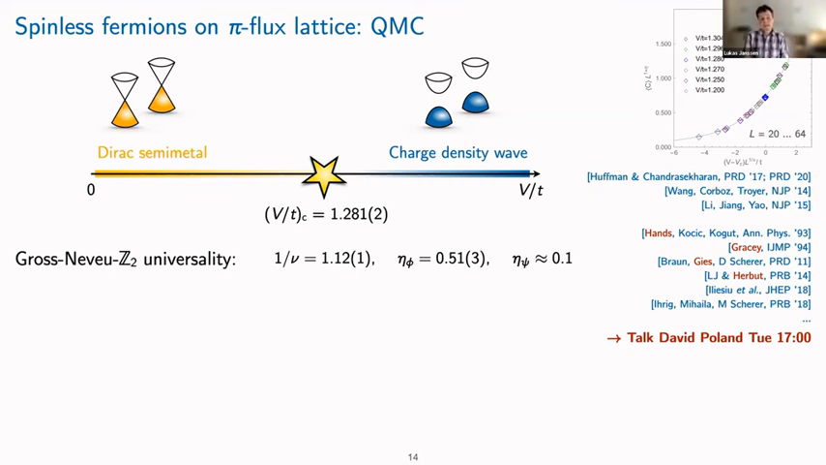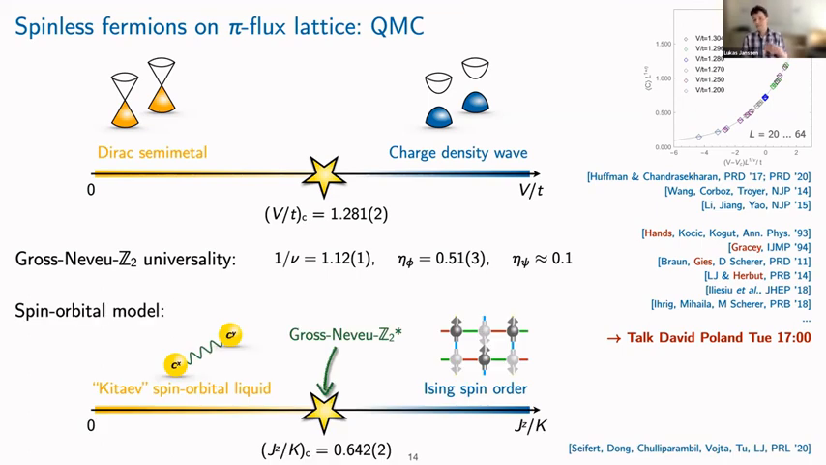So we can basically use these results to go back now to our Kitaev spin orbital model and map this fermionic theory, or fermionic phase diagram, back to the spin orbital phase diagram. And if we do that, we precisely get back the phases that we expected from the previous slide. So what's happening here is that this Dirac semimetallic phase actually maps to this Kitaev spin orbital liquid phase. The charge density wave phase now maps to this antiferromagnetic Ising spin ordered phase.